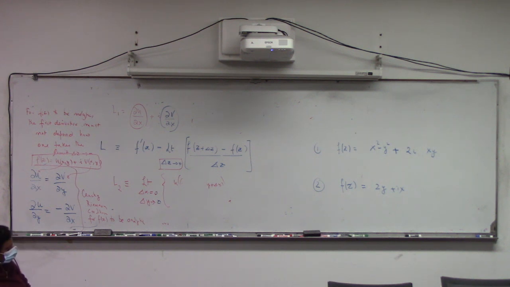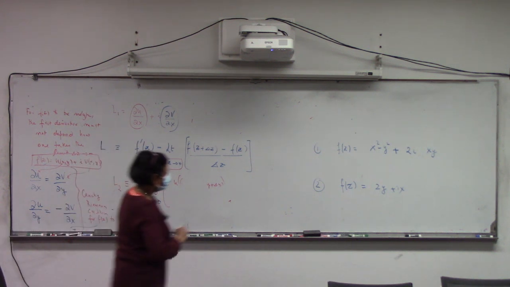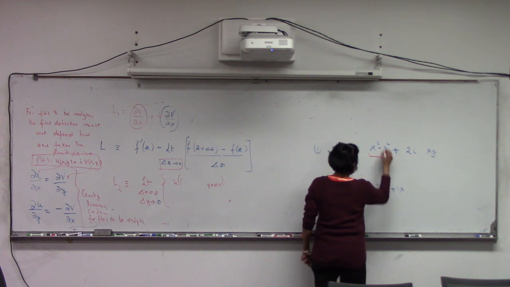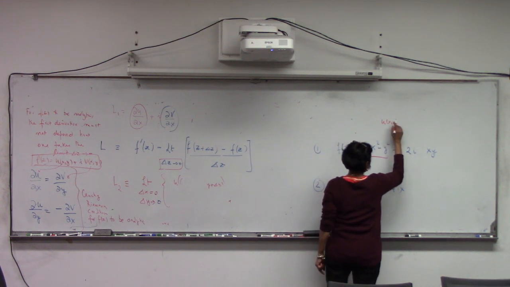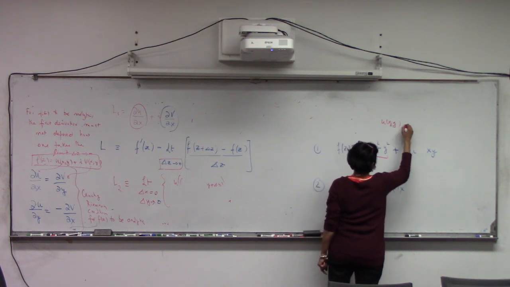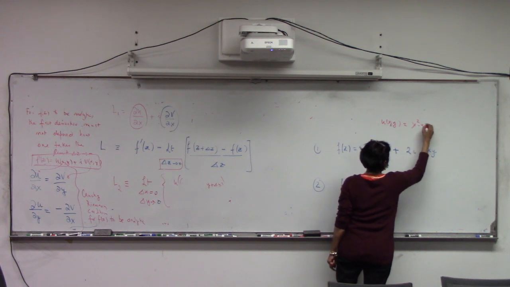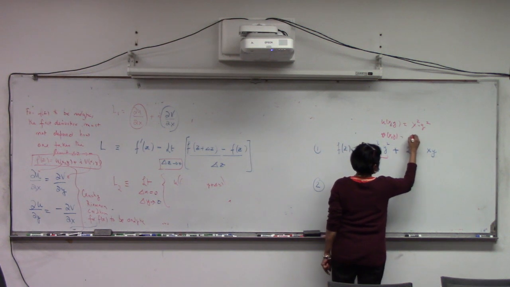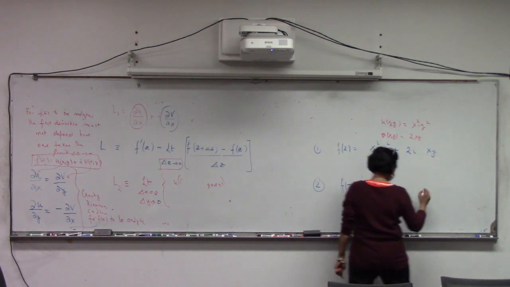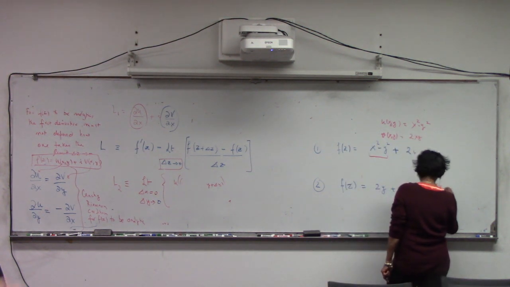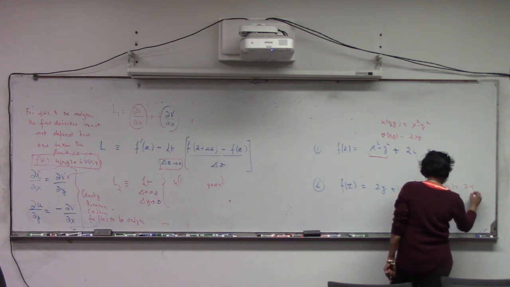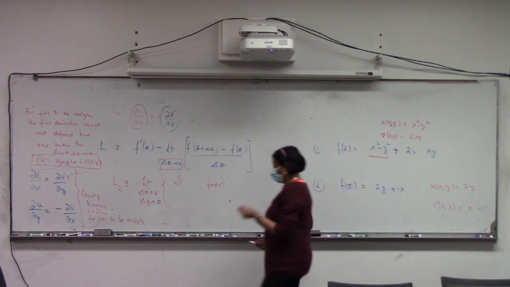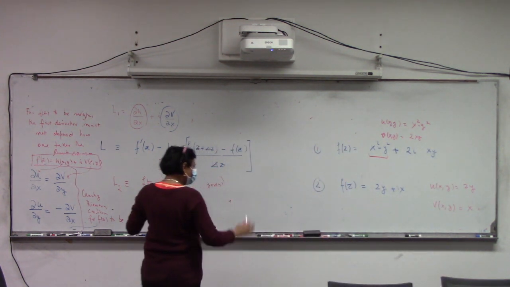First one is analytic, yeah. And this one is what? u(x,y), the real part of the function, is x squared minus y squared, right? The imaginary part of the function is 2 times xy in this case. Here, the real part of the function is 2y. The imaginary part of the function is simply x, okay? So let's come to the first.